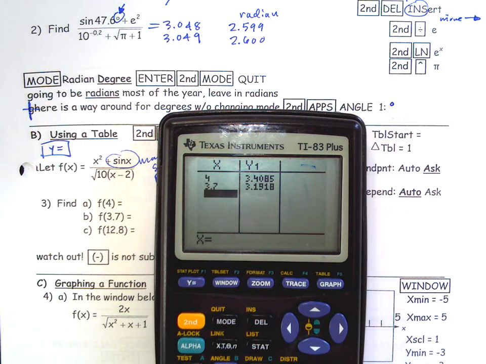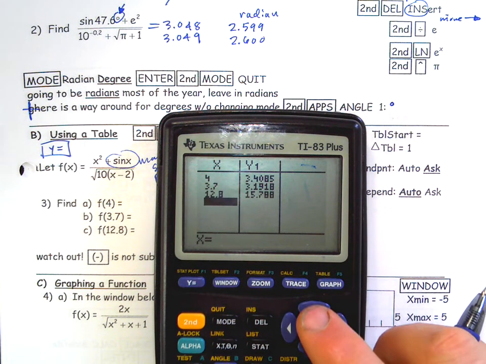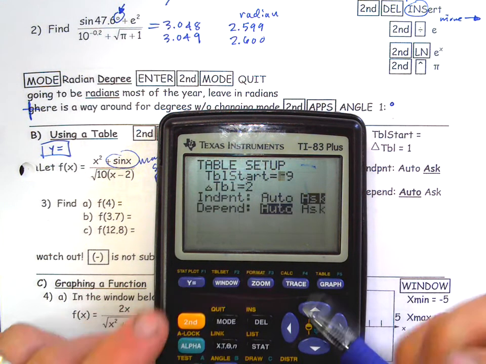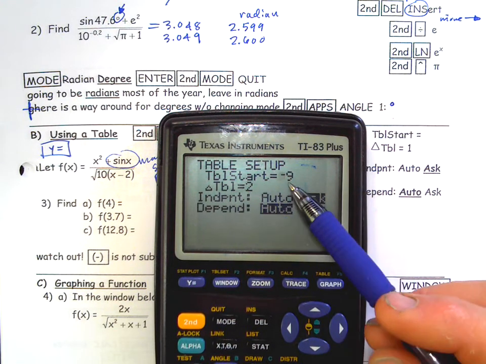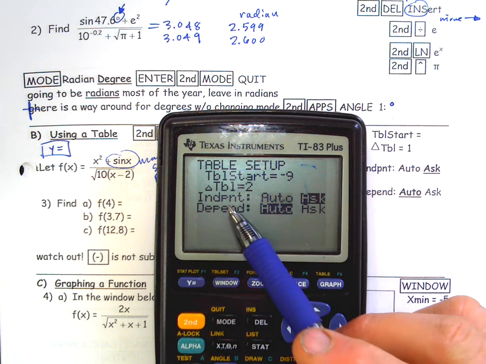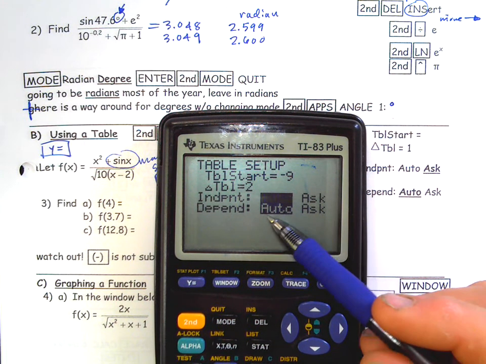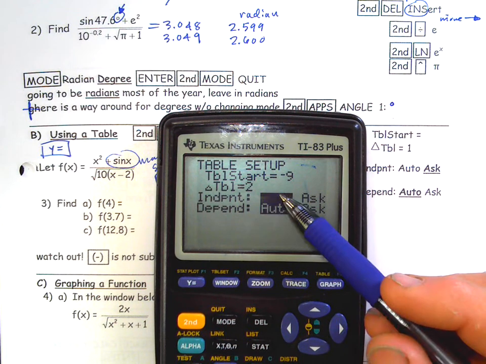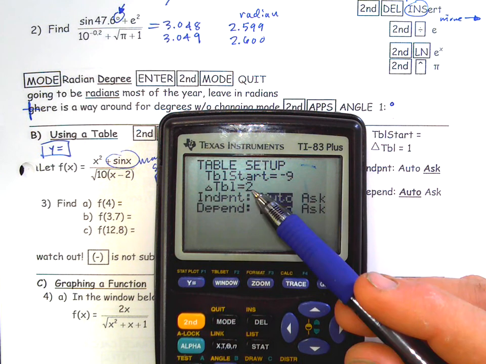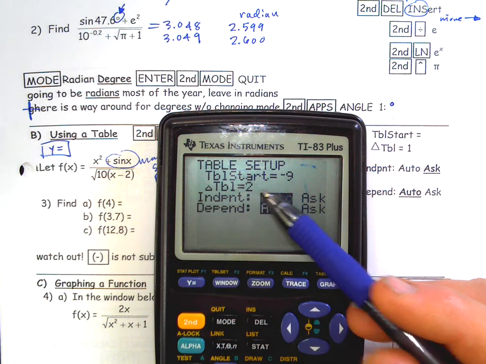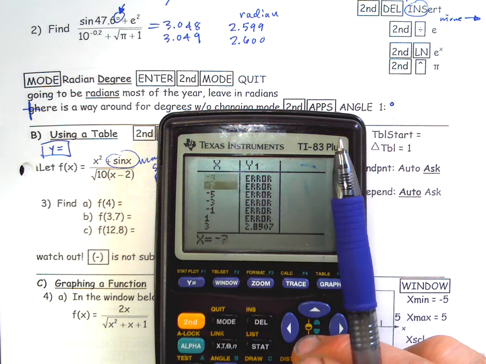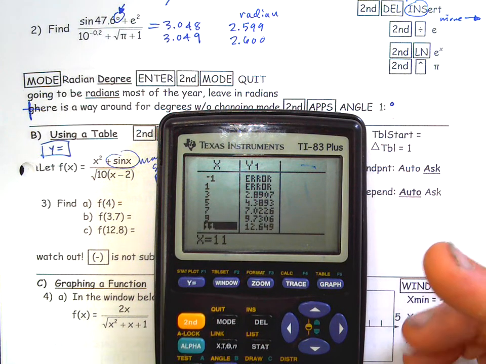Okay. Now some of you guys might have some weird stuff going on, because if you go to table setup, so second window, table setup, there's some stuff on here that it'll use if you change things the right way. So if we put this on independent auto and dependent auto, so independent is the X variable, dependent is the Y variable, right? Then it's going to start at -9 and go by 2 every time. Automatically, it's going to fill the table out. Let's check it out. All right, it starts at -9 and it just keeps going and fills the table out. I don't think we're usually going to use that.